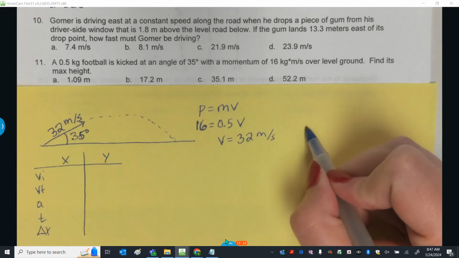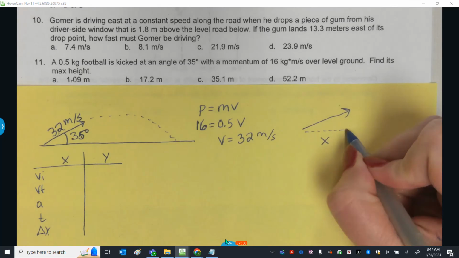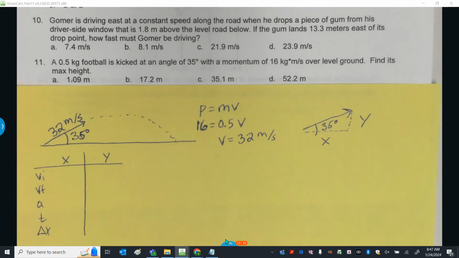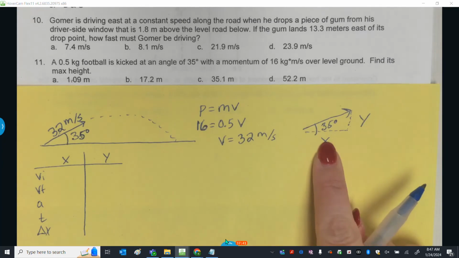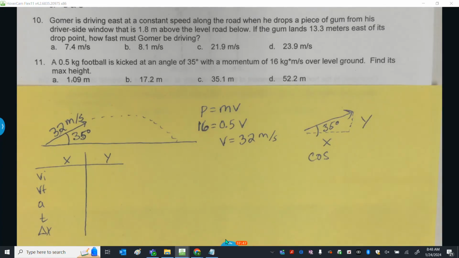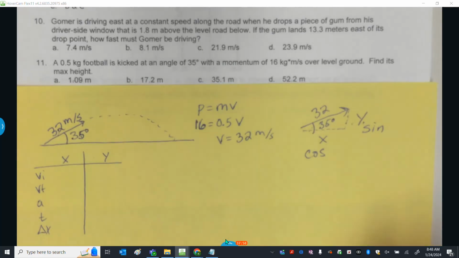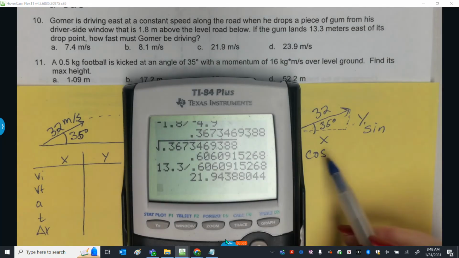And so I need to first figure out how much of this velocity is horizontal, how much of this velocity is vertical. So I have to do some trig. I have to do SOHCAHTOA to solve for the x and the y component. The x component is adjacent to my angle, so I'm going to be using cosine to find it. The y component is opposite my angle, so I'm going to be using sine to find it. Okay, so let's go ahead and do that. I would say for my x component, I'm going to do 32, which is my hypotenuse, times cosine of 35 degrees.